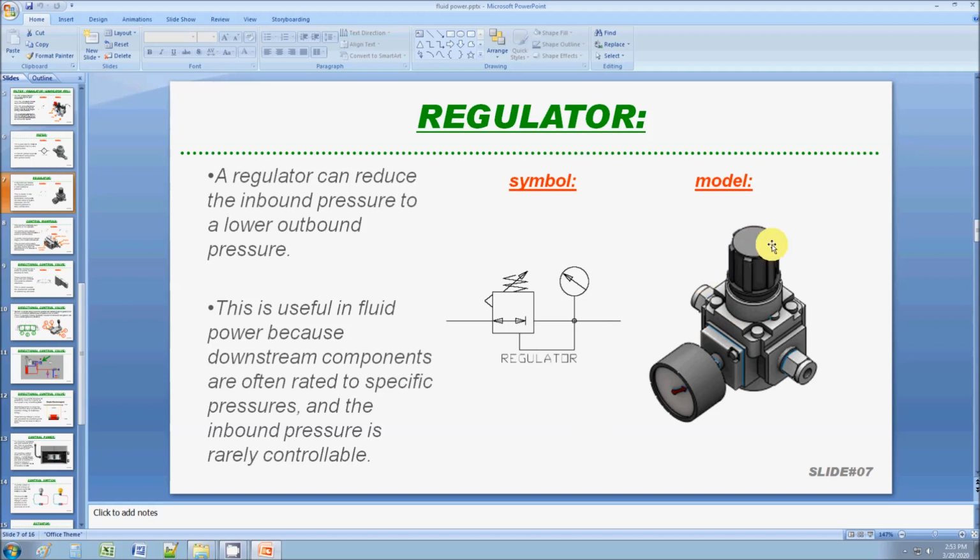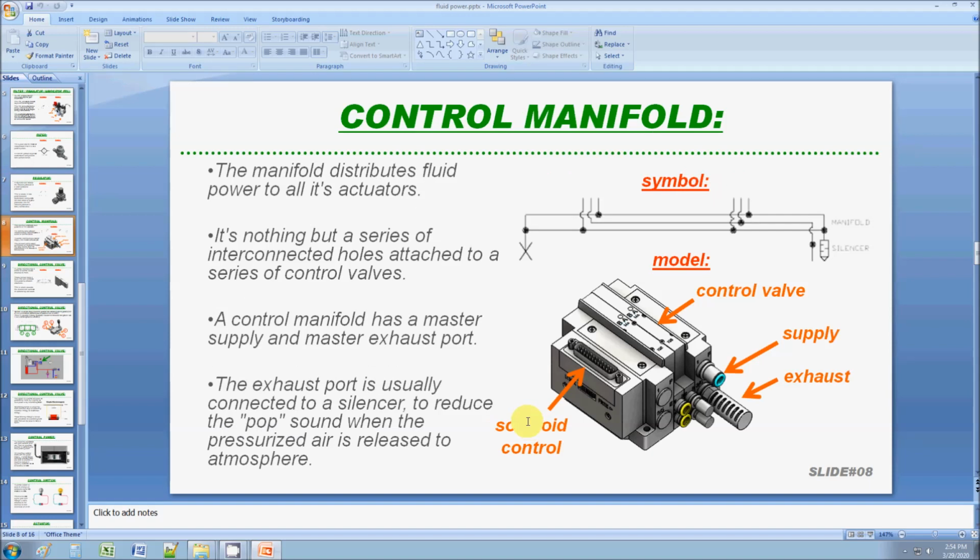This one is just a manual regulator. You just move the knob and the pressure changes. But later in the lecture, I'm going to talk about an electroproportional regulator, which is so much nicer than this. It's connected to the PLC and gives you direct feedback. I'll talk about that later, but the principle is the same. It just regulates down the pressure.